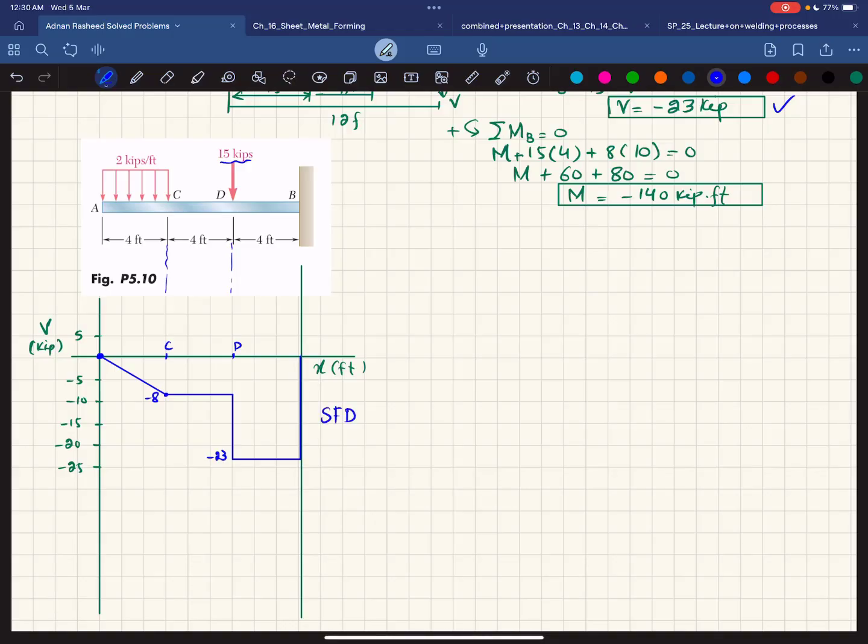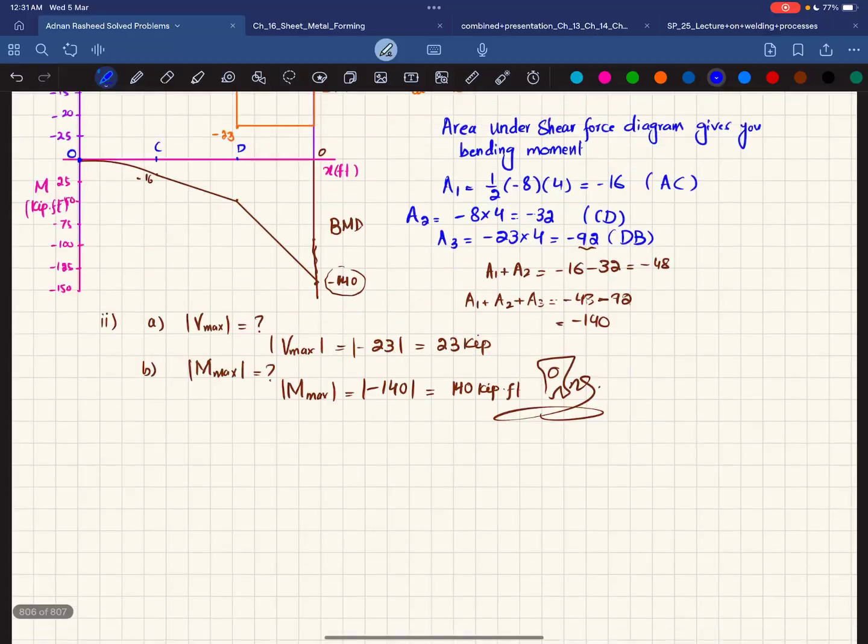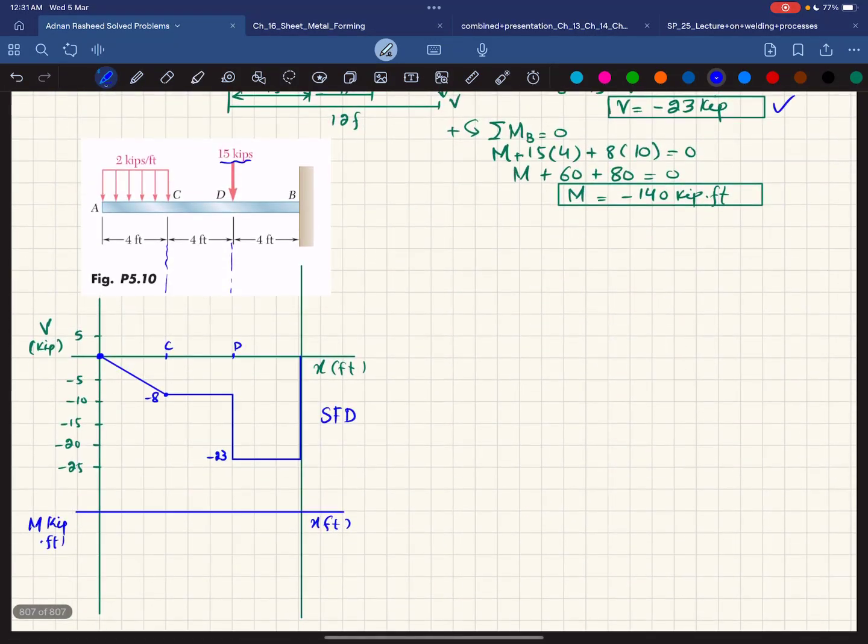Okay. Now we'll draw the bending moment diagram. For the bending moment diagram, you have X in feet, and on the Y-axis you have moment, which will be kips-feet. Due to limitation of space, we will take minus 50, minus 100, minus 150, and minus 200.